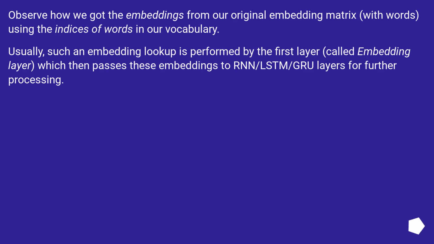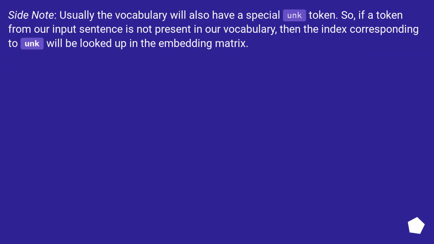vocabulary. Usually, such an embedding lookup is performed by the first layer, called embedding layer, which then passes these embeddings to rnn/lstm/gru layers for further processing. Side note, usually the vocabulary will also have a special UNK token. So, if a token from our input sentence is not present in our vocabulary, then the index corresponding to UNK will be looked up in the embedding matrix.